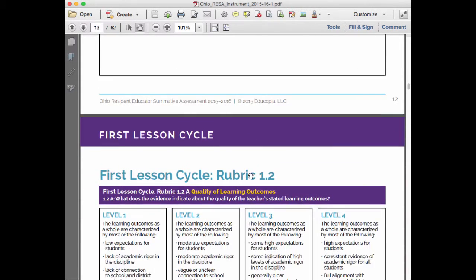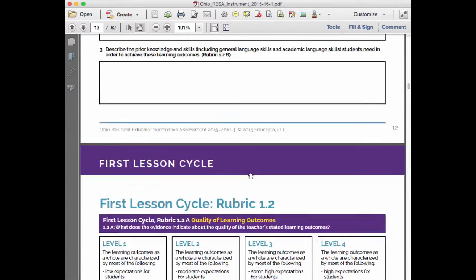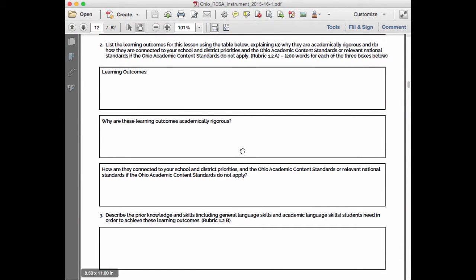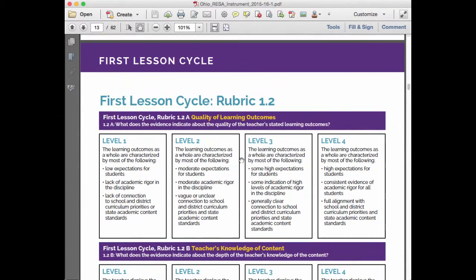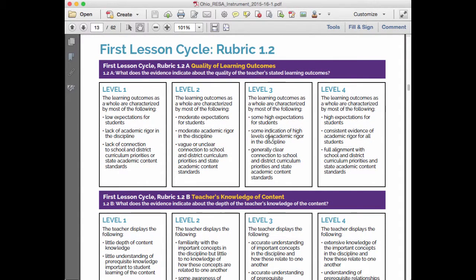What I recommend is that you don't just rely on the prompts, you jump to the rubric and you really pay attention to the differences between levels 2, 3, and 4. There are probably teachers who have been teaching for 5 or 10 years who are not consistently reaching level 4 on this rubric. My recommendation is that you do your best to meet and exceed level 3 as often as possible.